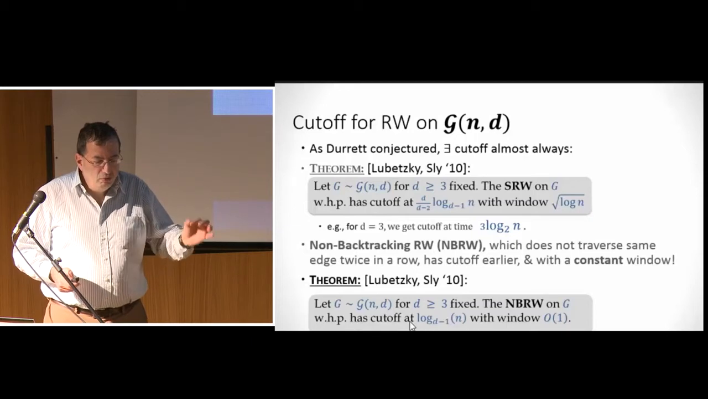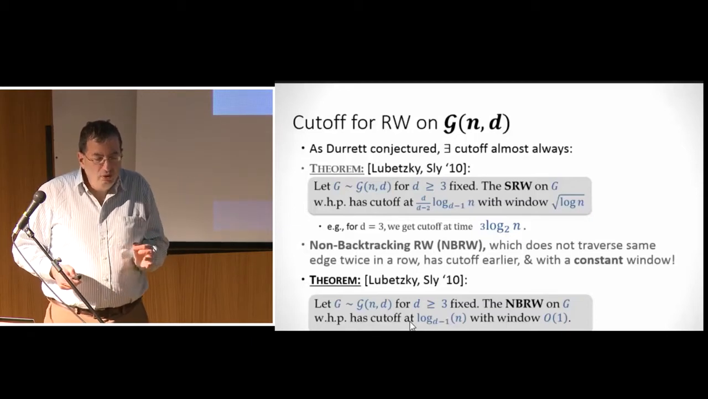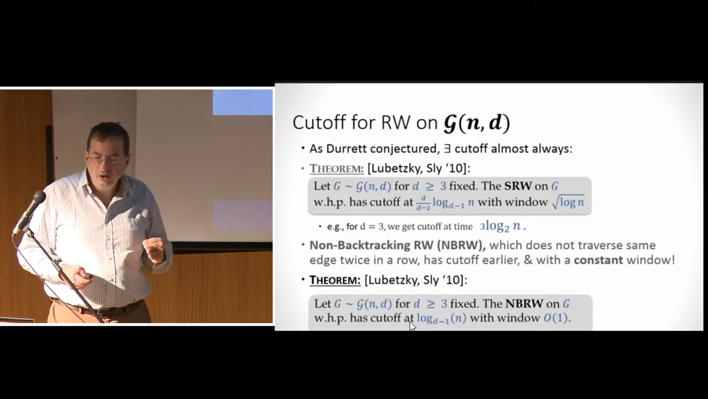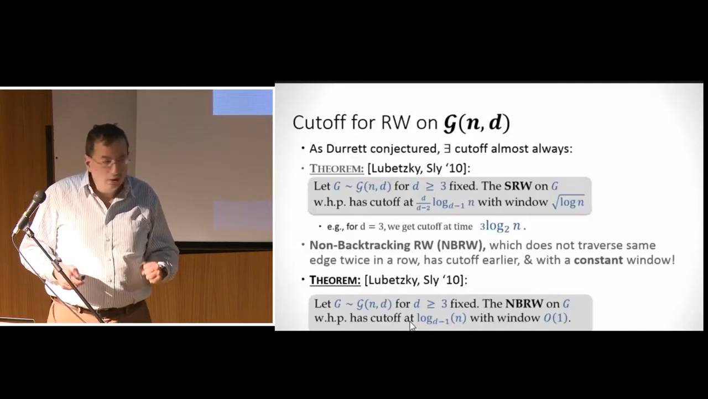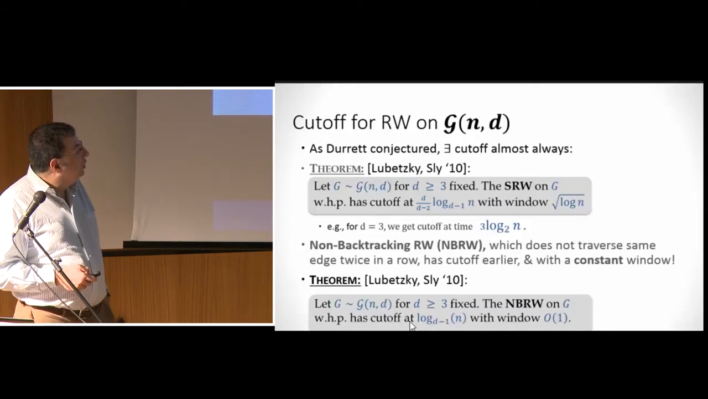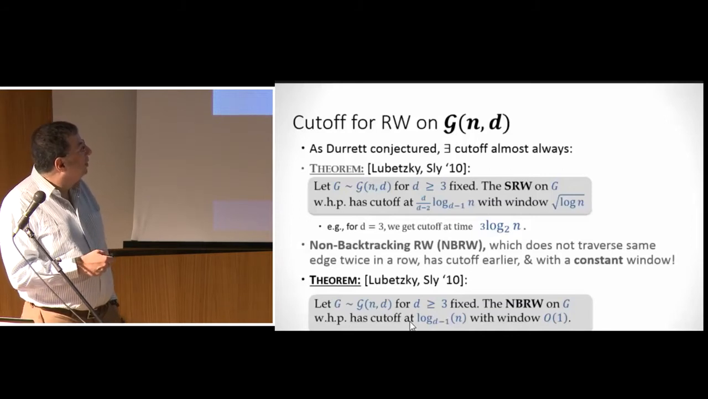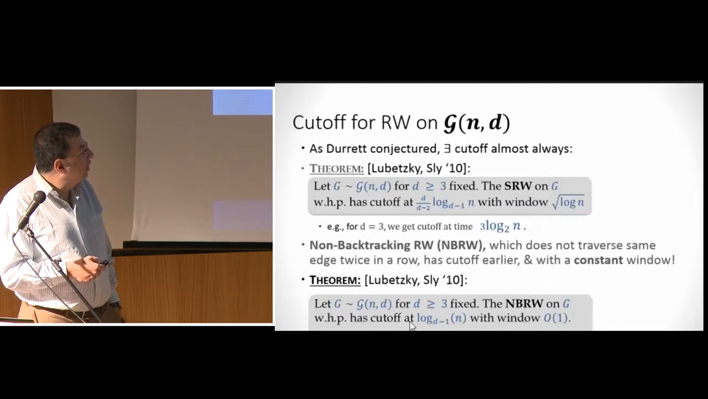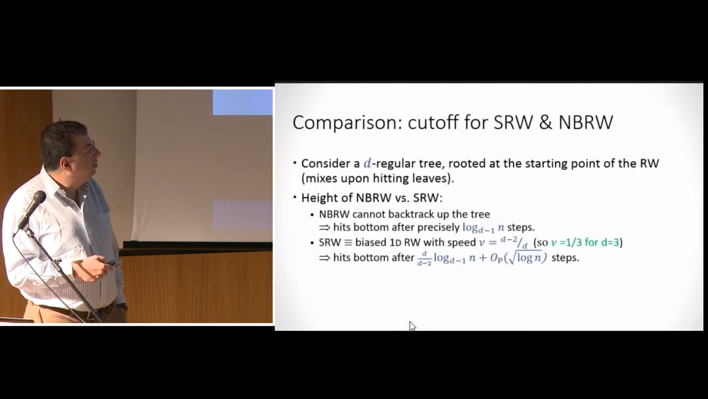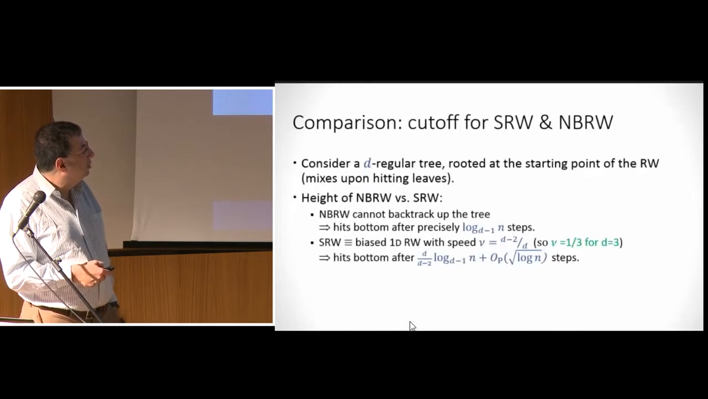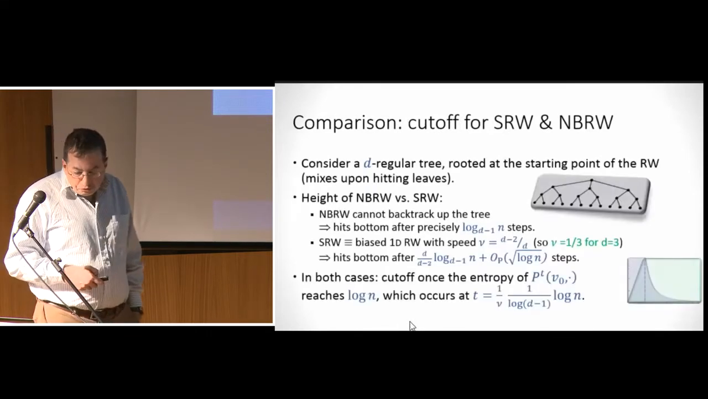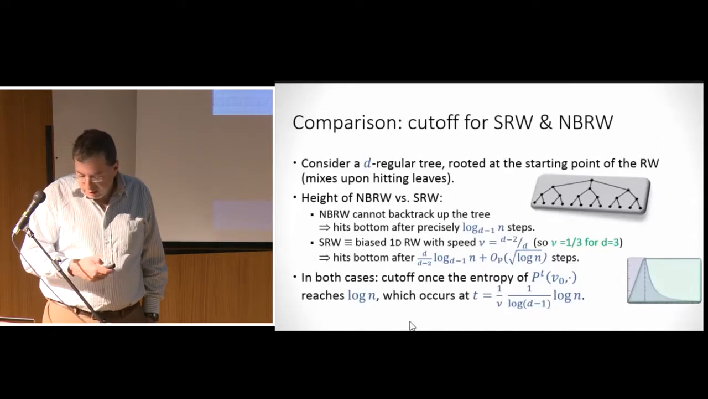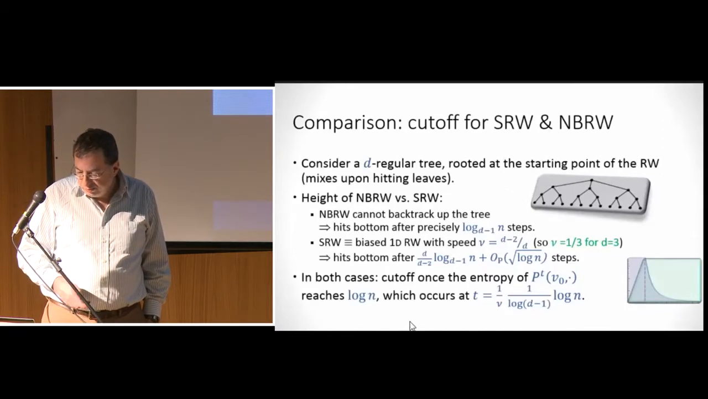So you have a particle moving. Each time it chooses uniformly one of the neighbors, excluding the one it just came from. Okay, so that's the non-backtracking walk. And if you look at the non-backtracking walk, it also has cutoff. It's also a Markov chain. And it has cutoff at an earlier time, so log base 2 of n in the 3-regular graph, or log base d minus 1 of n. So that was in that paper.